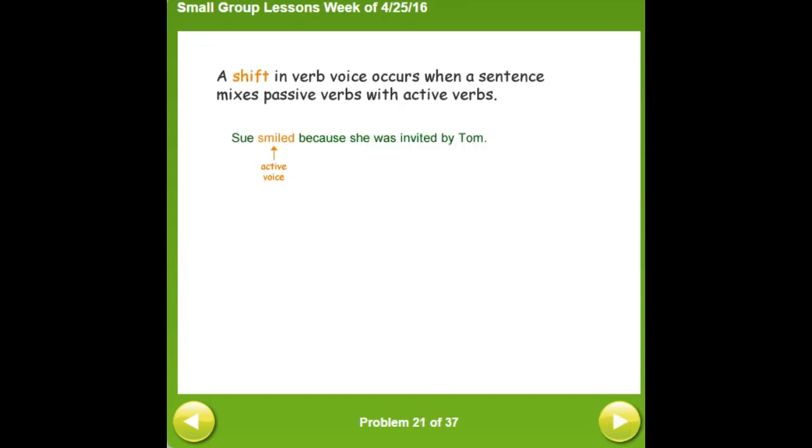A shift in verb voice occurs when a sentence mixes passive verbs with active verbs. For example, Sue smiled because she was invited by Tom. This sentence begins in the active voice, with Sue doing the action smiled, but ends in the passive voice. She was invited by Tom is written in the passive voice. This sentence includes a shift in verb voice.